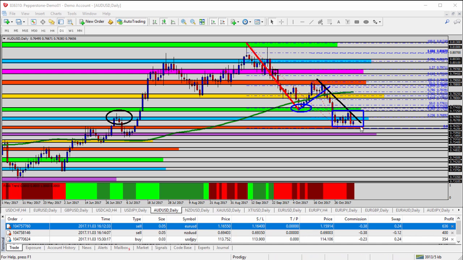We have been also studying the correlation of the Australian dollar and the gold prices fluctuating up and down. Very similar correlation, so you might want to take a look at that also if you're trading the Australian dollar.